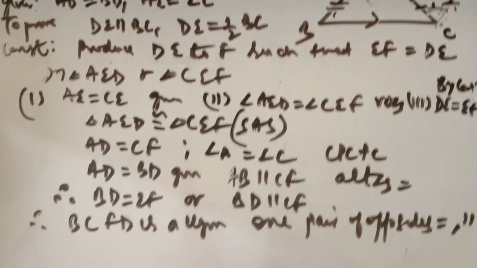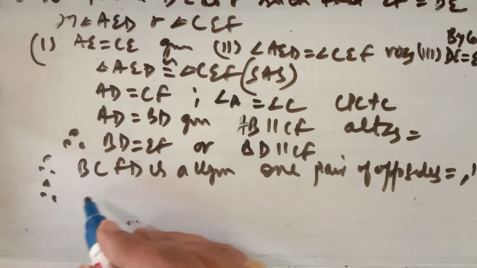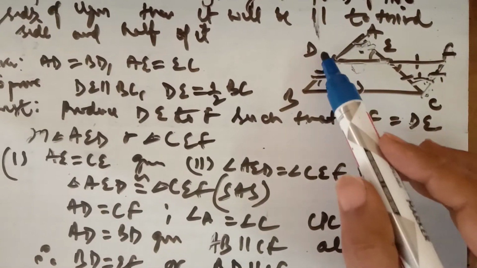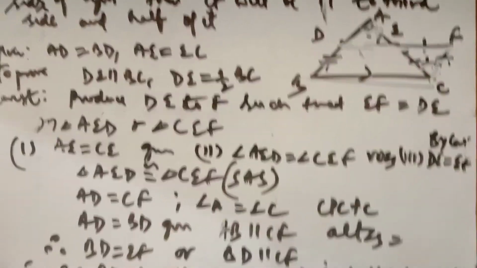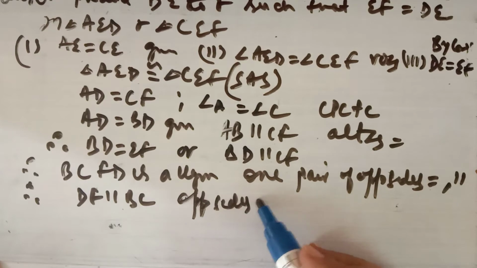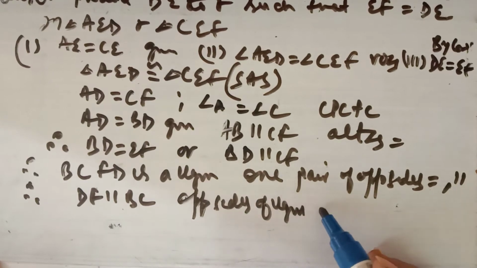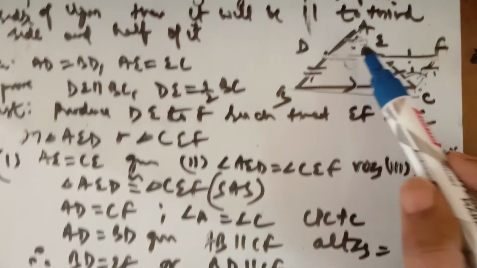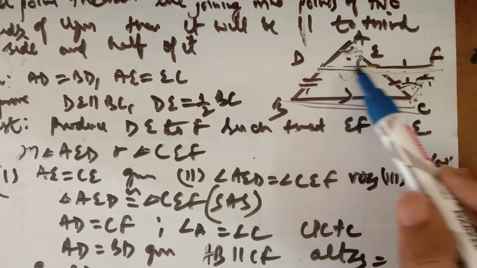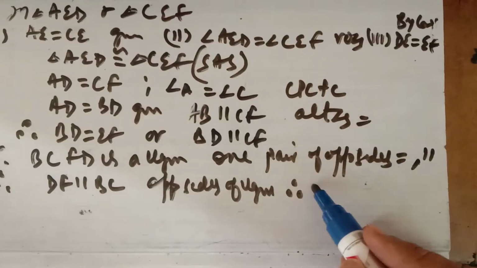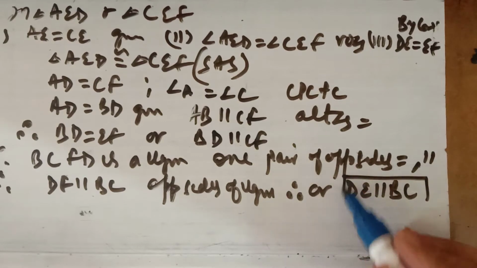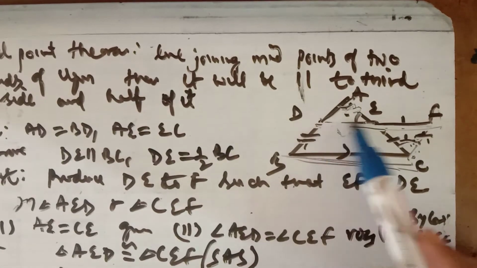So we have proved it is a parallelogram. Now that we have proved this, what can we write? DF is parallel to BC, opposite sides of the parallelogram. Therefore, because DF is parallel to BC, we can say that DE is parallel to BC. This is the first part we had to prove, that DE is parallel to BC.